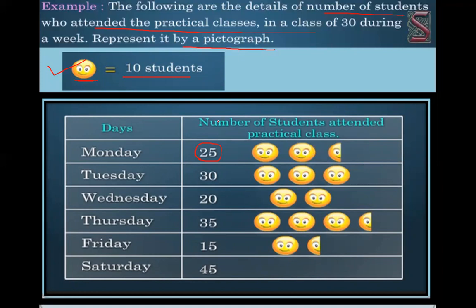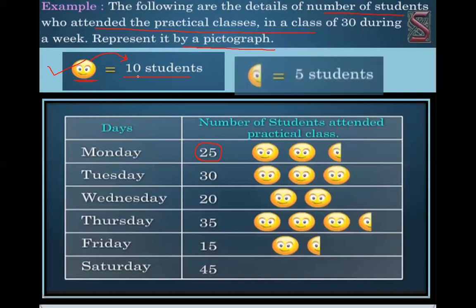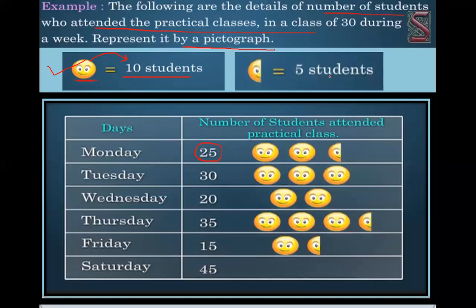So what we have to do is represent a key. We have to assign a key to one smiley so that it represents 10 students. You can see that 25, 30, 20, 35, 15, 45 are multiples of 5. So you can assign a key in that way so that it will come out as a multiple of 5 only, right? So I have selected a full smiley representing 10 students, and a half smiley representing half of 10, which is 5. It means the smiley is going to be half, and it is representing 5 students, right?